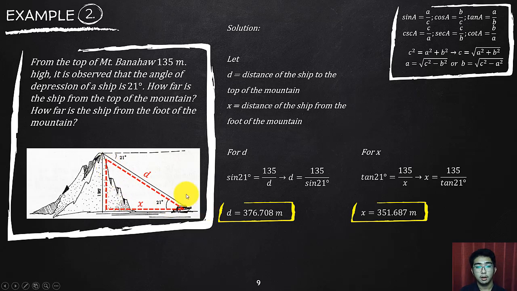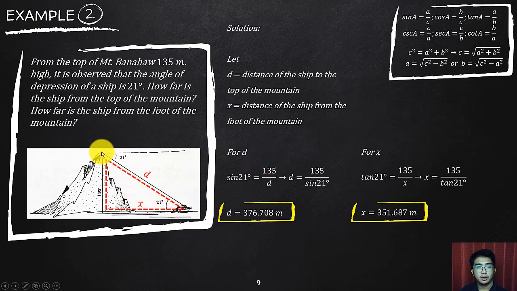So this is now our right triangle. So what is being asked? First, how far is the ship from the top of the mountain? So most probably, this distance is the straight distance from the top of the mountain towards the ship. So this is now the hypotenuse of our particular triangle. Okay, so for D, how do we solve this one?